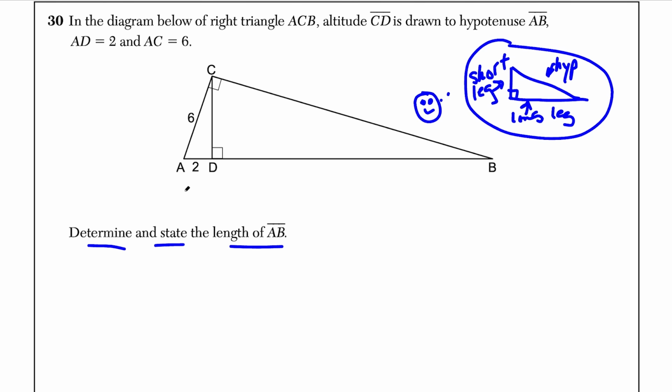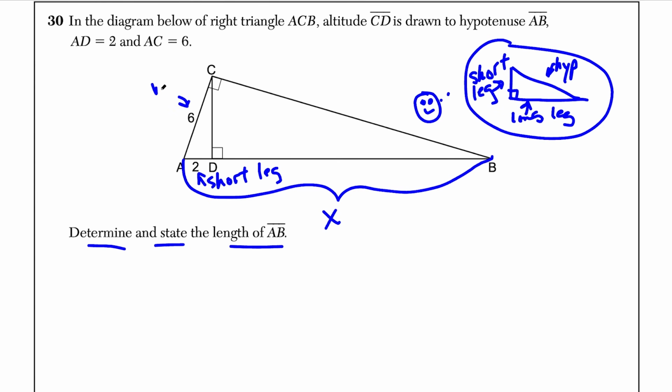So I think about what we're trying to find, which is the length of AB. So we'll call this entire thing X. So think about what we were told here. Well, if we look at triangle ADC, 2 is clearly the short leg. Okay, so this is the short leg. And 6 in the little triangle over here is the hypotenuse.